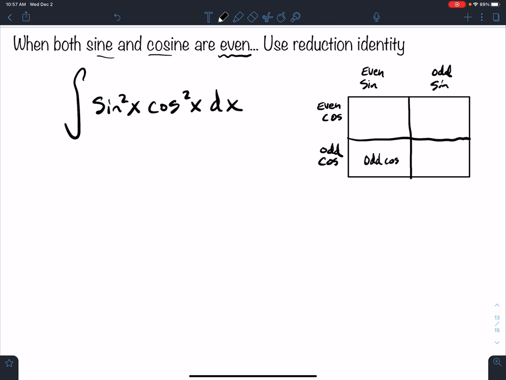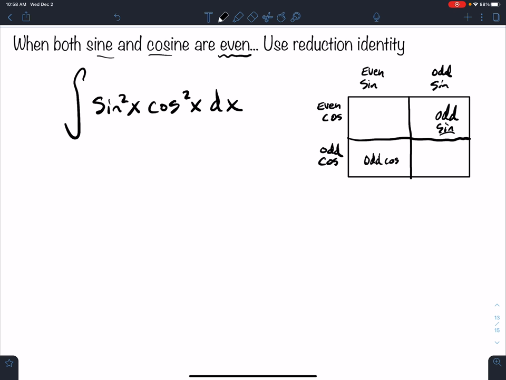Okay? We also know what to do if it's an odd sine. An odd sine, what do? I strip off one of those sines, I write the rest of it in terms of cosine, and then I have the sine that I stripped off as my du.